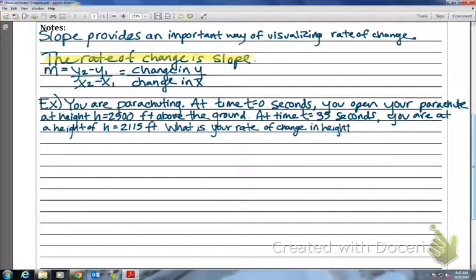So the change is the slope, all right? So we want to know what your rate of change is in height. So go ahead and write that down. If you need to pause the video to write that down, that's fine. But I want you guys to have this in your notes. This is the only example we're doing today.